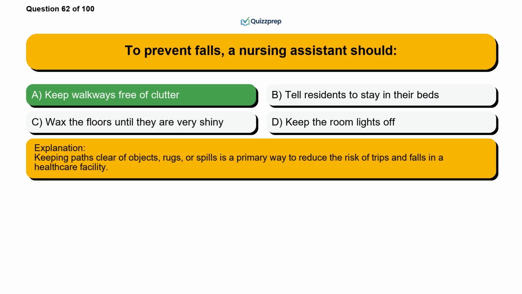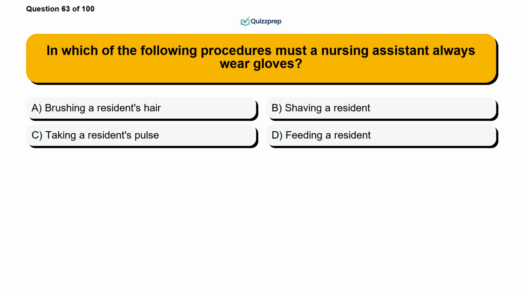Keeping paths clear of objects, rugs, or spills is a primary way to reduce the risk of trips and falls in a healthcare facility.